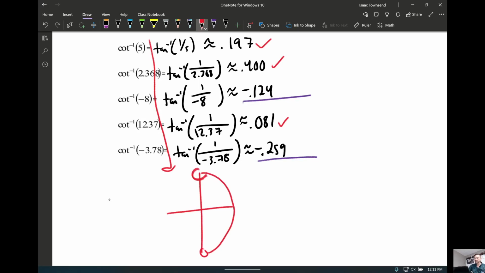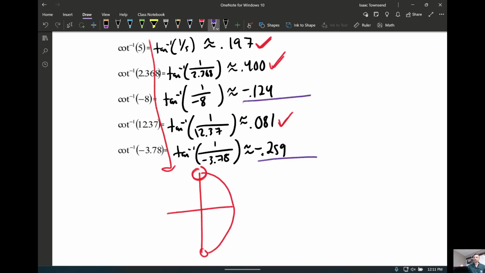knows the range of inverse tangent is negative pi over 2 to positive pi over 2. So when I type this in and hit enter, I'm asking my calculator, hey, where's there an angle that has this tangent ratio, or this tangent ratio, or this tangent ratio? And it finds an angle in quadrant 1 or 4. These three are perfectly fine because these are in quadrant 1.